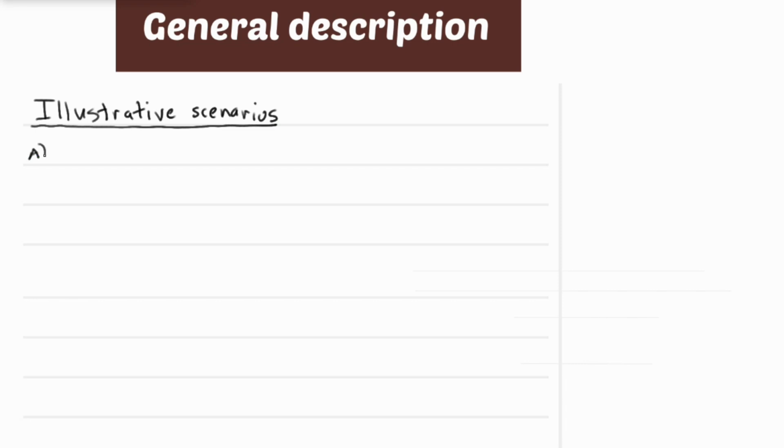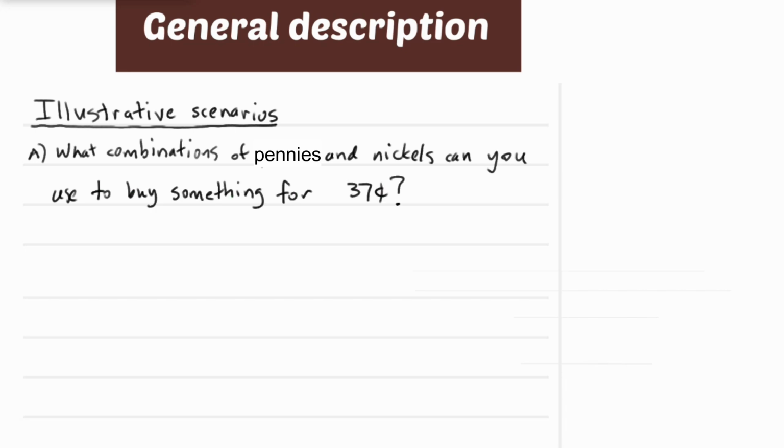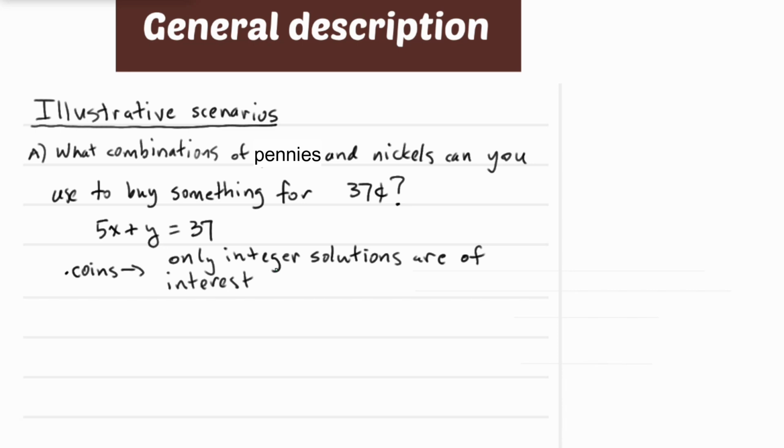Suppose you have some pennies and nickels and you want to buy something that costs, say, 37 cents. What combinations of pennies and nickels can you use? We can write an equation to represent this. 5x plus y equals 37. X is the number of nickels and y is the number of pennies. X and y stand for numbers of coins, so when we solve this equation, we only care about solutions that are integers. We can't pay with fractions of coins. Focusing exclusively on integer solutions makes this a Diophantine equation.